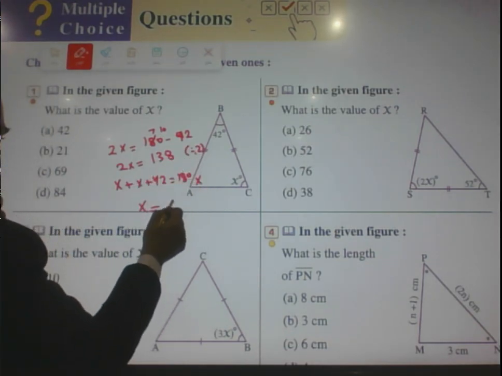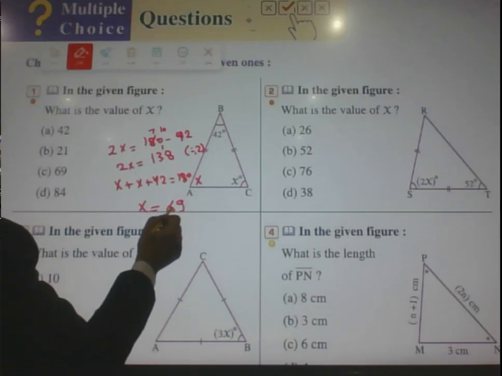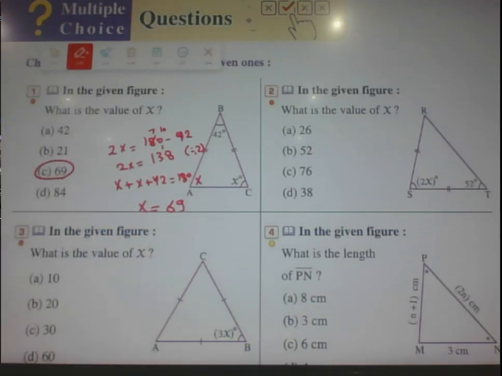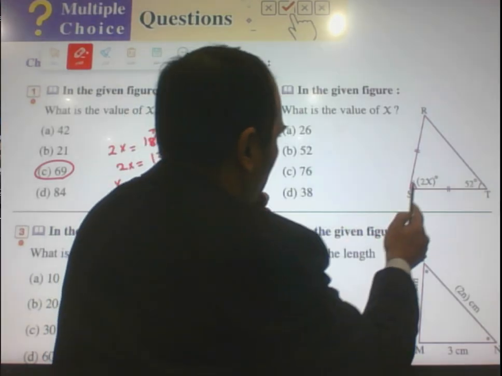13 divided by 2 equals 6 and the remainder 1. 18 divided by 2 equals 9. And the result will be letter C, 69. Next question here, what is the value of x?